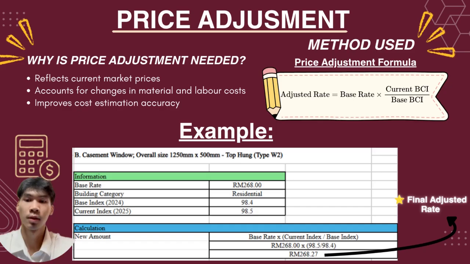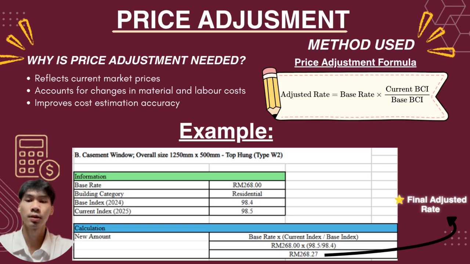Thank you. So this slide is about the price adjustment, which is basically used to alter construction cost to reflect current market price. We need this because material and labor costs are always changing. Without adjustment, the cost we estimate may not be accurate anymore. It helps us make sure our estimation is more realistic and up to date.